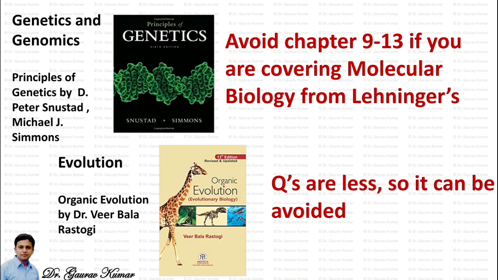Next is evolution. We already saw that the questions from evolution are very few, and that can be covered in the genetics and genomics part also. They generally ask questions on phenogram, cladogram, dendrogram, or some ancestral history or speciation. That is covered in the genetics and genomics syllabus also. So the cost benefit analysis, in terms of time spent on covering this book and the number of questions you will do, is very low. So you can avoid the evolution part, but still, if you have ample time and have covered everything, you can do evolution from Organic Evolution by Dr. Veer Bala Rastogi.